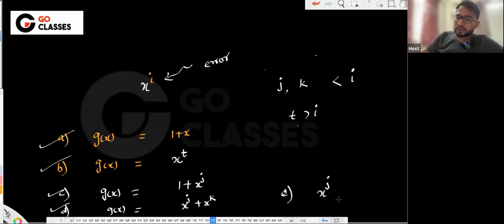And what about this, x power j? Yeah, if j is less than I, then it can divide. So that's why it's not a good generator, right? So anyway, given the options, I hope you are able to identify which one is the correct option. We'll just try division, okay? Just try dividing. If it is able to divide, it is not a very good generator.